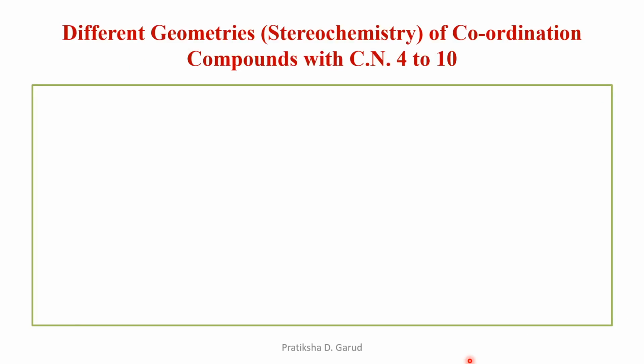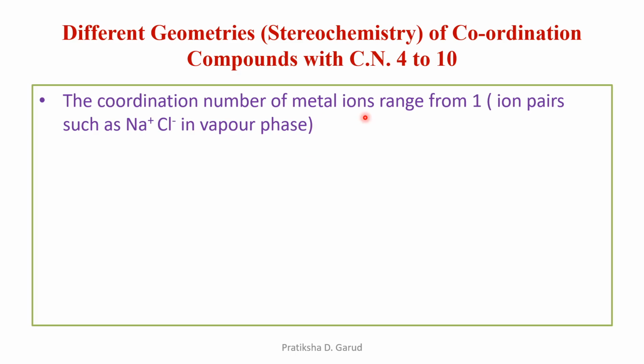So stereochemistry, or we can say the different geometries of the coordination compounds, and here we have to study with the coordination number 4 to 10. But generally the coordination numbers range from 1 to 12. So the coordination number 1 occurs in ion pairs, such as Na+ Cl-, and it occurs in the vapor phase.